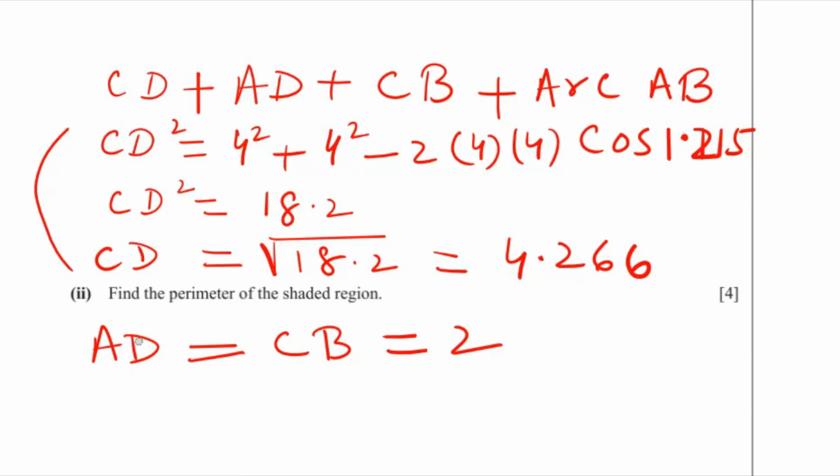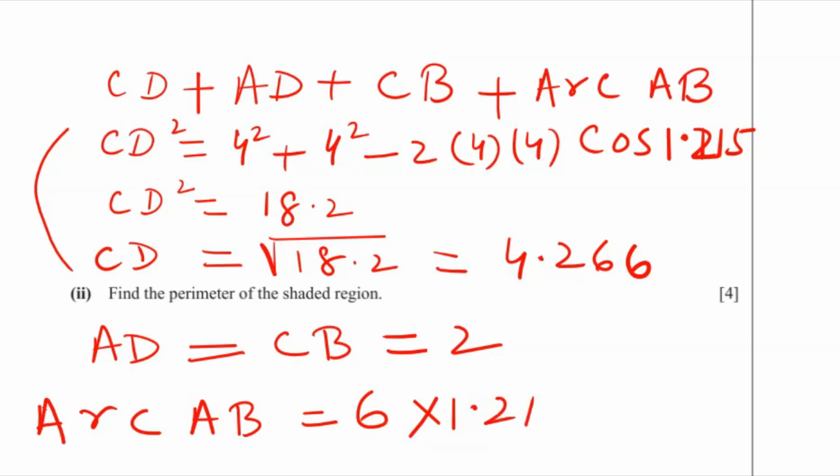Now we are going to find out the arc length AB. What is the formula of arc length? S is equal to r theta. Radius is 6 and the angle we have already found, that is 1.215. Calculate. You will get 7.29.